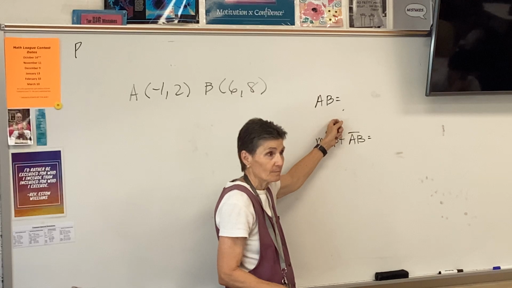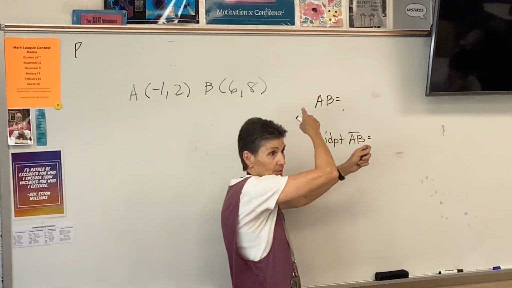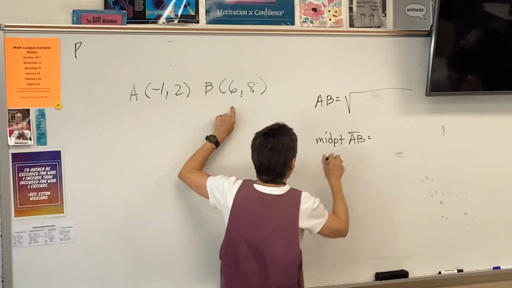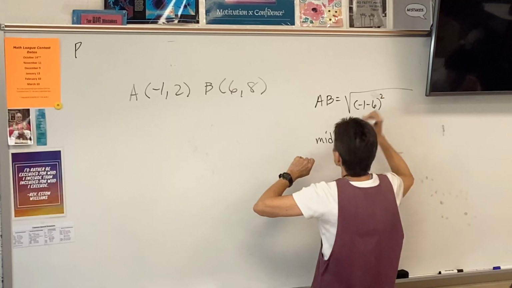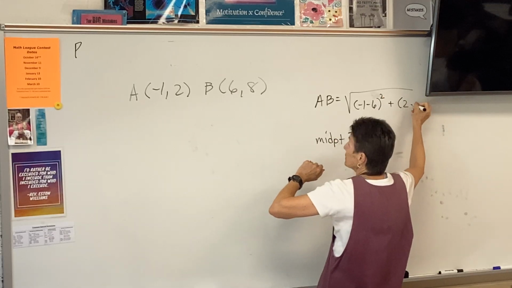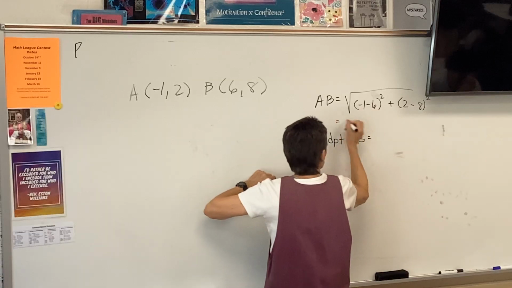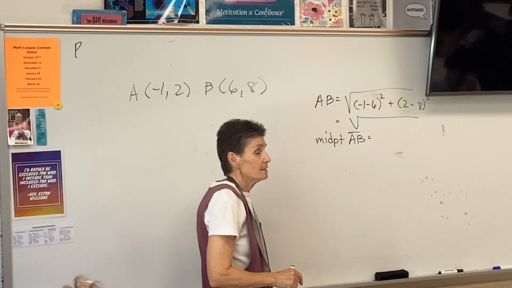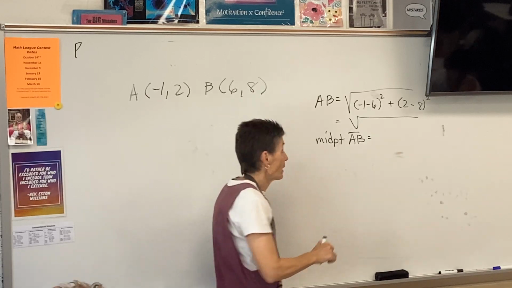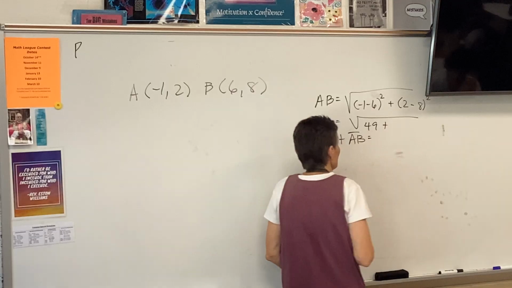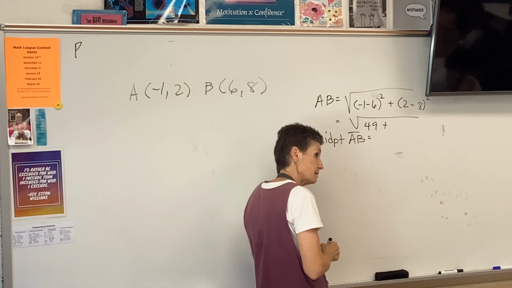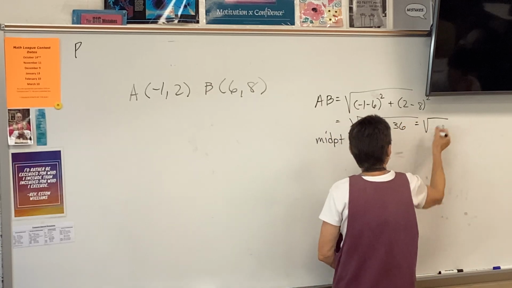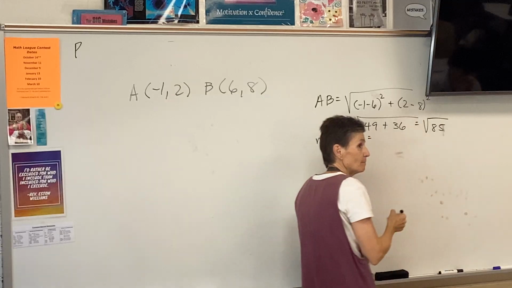What do I do? I got a big radical, negative 1, and I'm going to subtract my x's. Plus 2 minus 8. Yep. Squared. So negative 1 minus 6, watch it. Negative 7 squared, 49. 2 minus 8, negative 6 squared, 36. Add them together, I think that's 85.